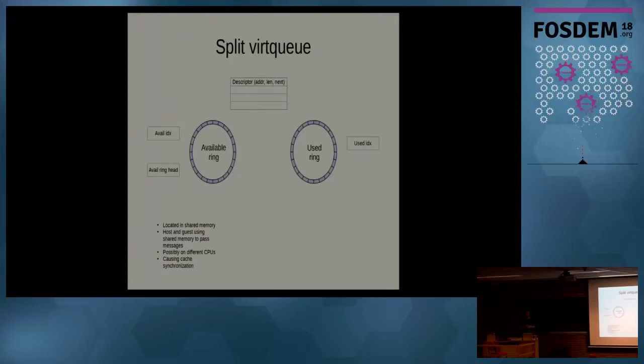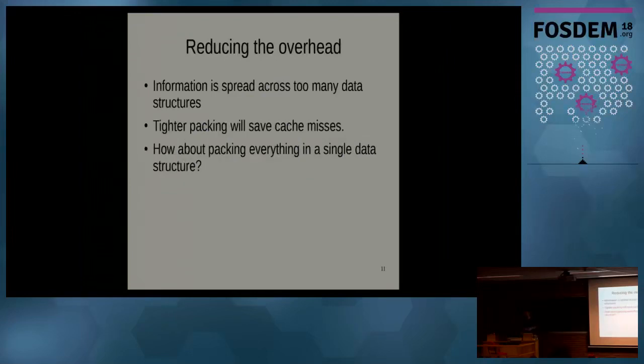If we batch, then it gets a little bit better, but not too much. So what can we do to reduce the overhead? The issue is that the information for this request is spread over multiple data structures, and this is causing multiple cache misses. So to reduce the overhead, we should pack as much information as possible into a single data structure.